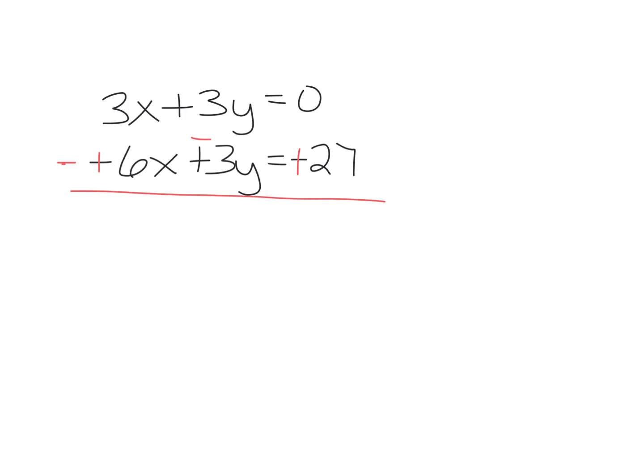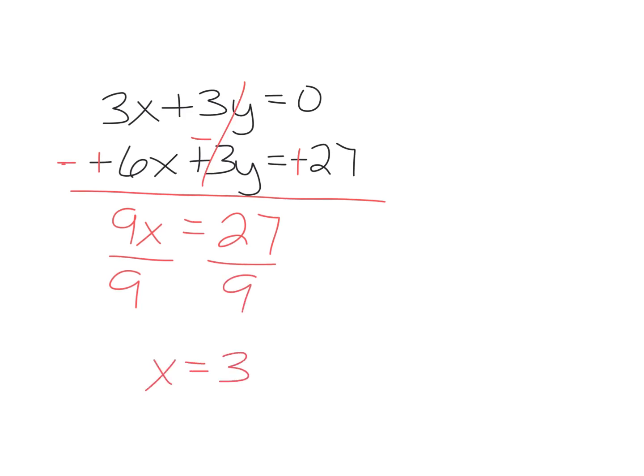Okay? So we have 3x plus 6x, 9x. 3y minus 3y. Gone. Then we have 0 plus 27, 27. Divide. We get x equals 3. Good. And then what is my next step from here? Substitute. Yep. Take this x equals 3 and plug it into either equation and then solve for y.